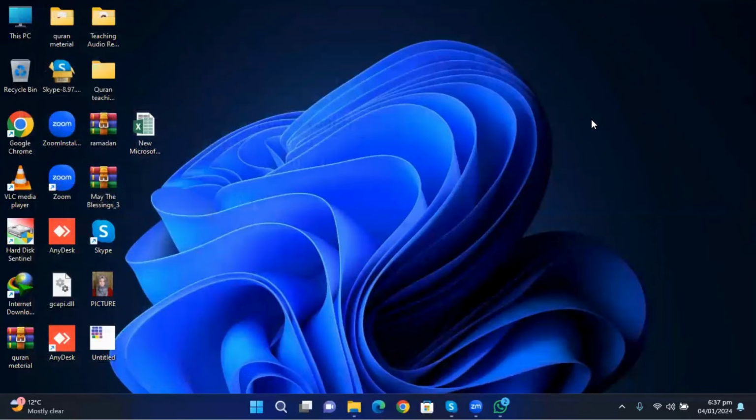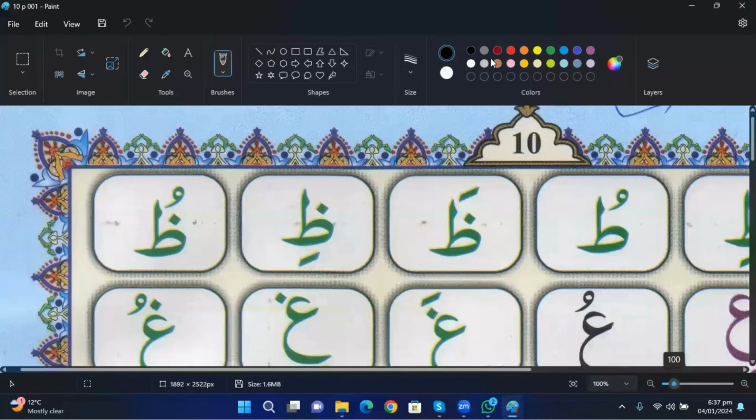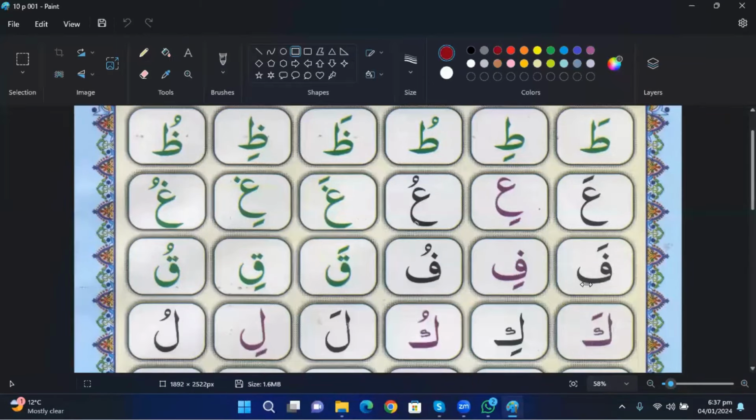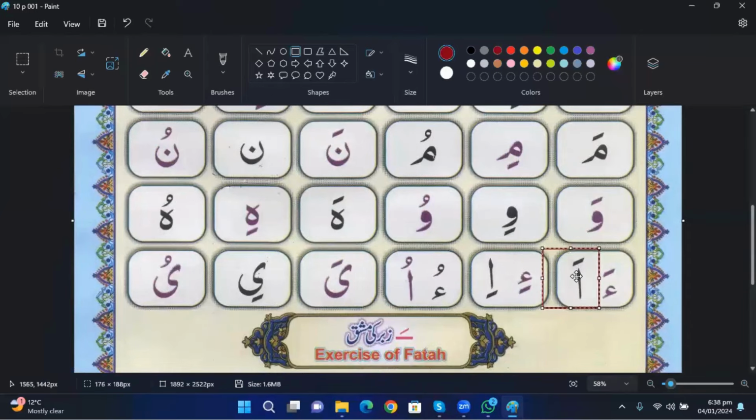So here we are going to open page number 10. Open it with color, with paint. From the beginning of the page, you can do it yourself, inshallah. Only here, you can teach them Hamza Fatha A, Hamza Kasra E, Hamza Dhamma U.